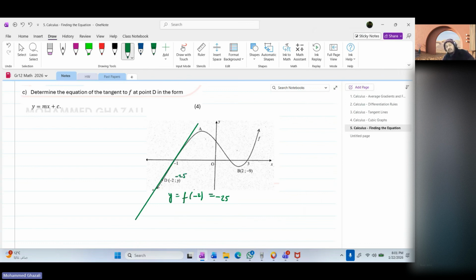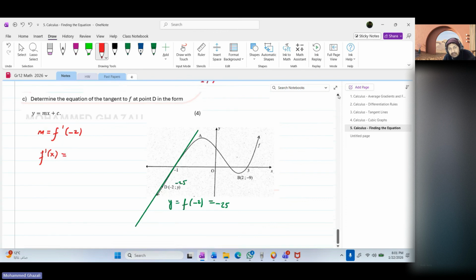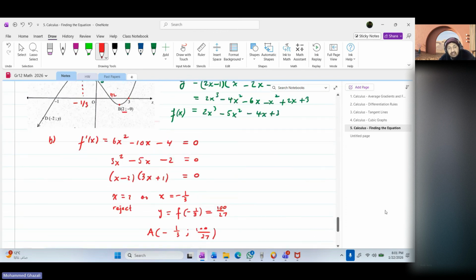That's half the problem solved. How are you going to solve the other half of the problem? You need to find the value of m. So m is equal to f prime of -2, the instantaneous gradient at -2. But we need f prime x first, right? So what's f prime x? Didn't we find f prime x, the original f prime x? Yes, so we do have f prime x here.